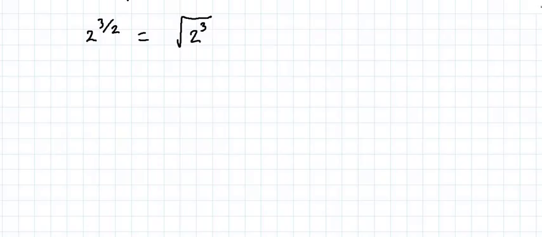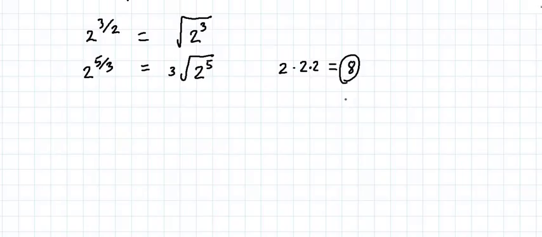If I had a more involved fraction, if I had 2 to the power of 5 over 3, I would understand that as 2 raised to the power of 5, and then I would take the cube root of that, where the cube root simply means a number which, when you multiply it by itself 3 times, gives you the number that you want in the first place.